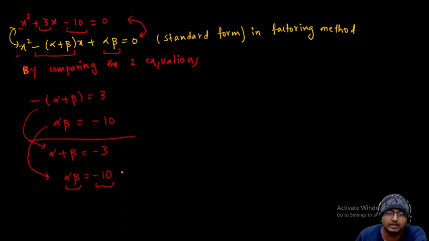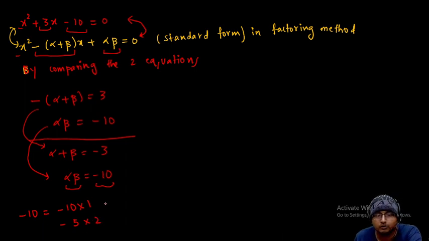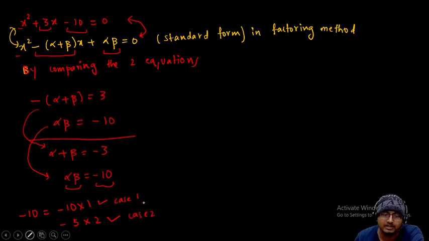So from here onwards, what I told you, first you take the alpha beta value, that is the minus 10 value. So minus 10 can be written in how many cases? Minus 10 can be written as minus 10 into 1 or minus 5 into 2. Okay, only two cases are there. You tell me which case I have to take. This is case 1 and this is case 2. Let us take two cases.